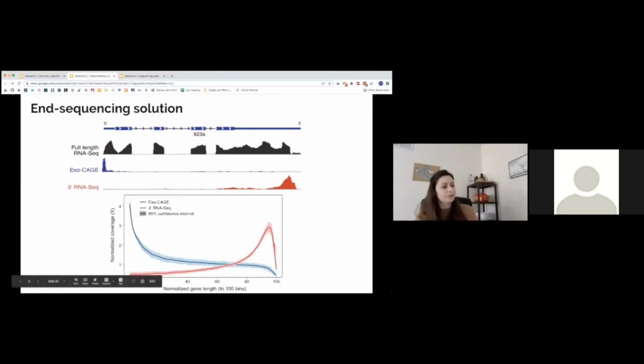And this is what it would look like across all genes in your sample. So because genes have different sizes, we just normalize this by gene length. So instead of using the actual length of genes in bases, we use bins. So you see that the accumulation of reads in the 3' bias libraries happens in the final end of the genes. And the accumulation in exocage data, for example, happens in the 5' end of genes.